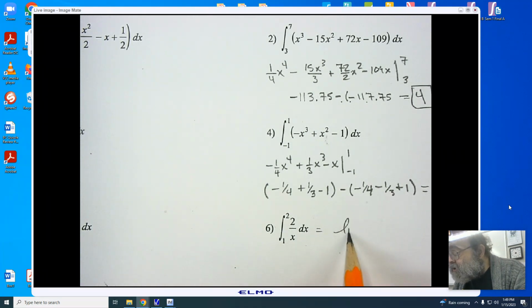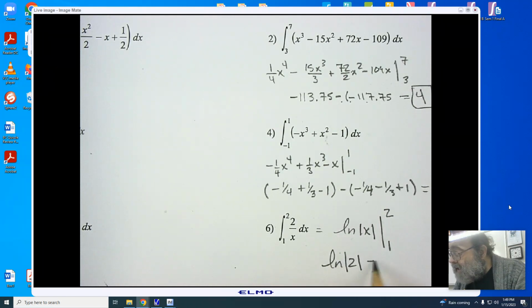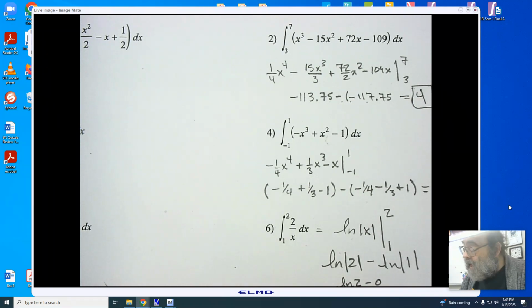That rule is the natural log of the absolute value of x, and this is once again from 1 to 2. So I have the natural log of the absolute value of 2 minus the natural log of the absolute value of 1, and that's the natural log of 2 minus 0, and that's my answer. Now this is the exact value. To find an approximation, use your calculator, hit natural log of 2, enter, and you will get an approximate value, in which case go to the third decimal place, as this is AP Calculus AB.